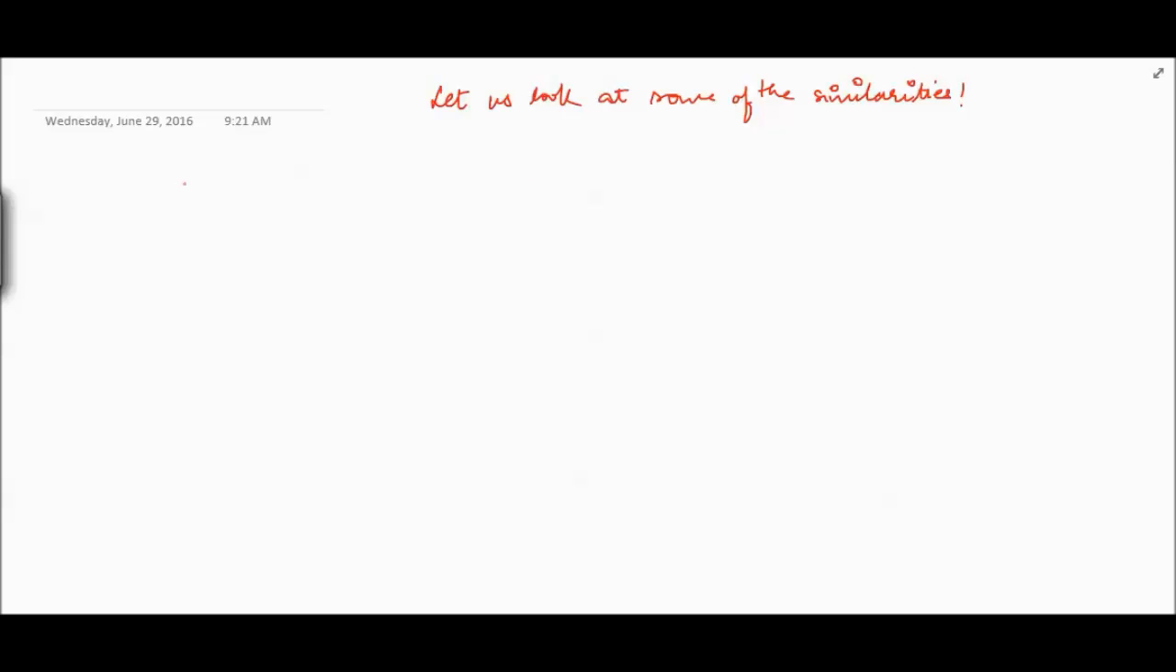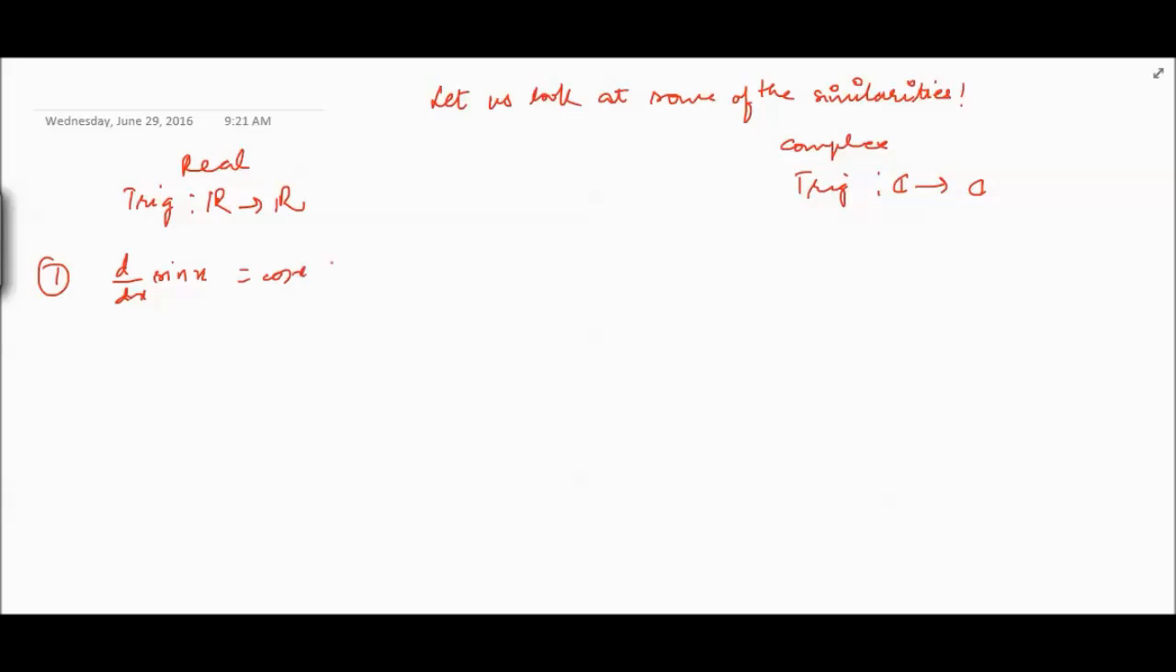First, in the case of the real line, we have trigonometric functions from R to R, and here we have the case of trigonometric functions from C to C. The first thing: d by dx of sine x is cos x, and you can derive this here too. d by dz of sine z, what is this? It is d by dz of e raised to power iota z minus e raised to power minus iota z, upon 2 iota. So what is this?